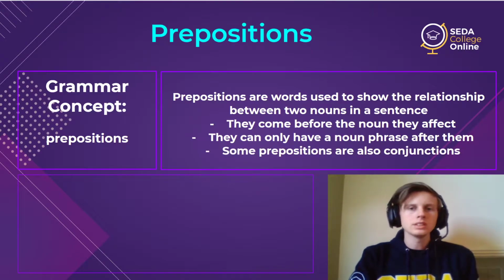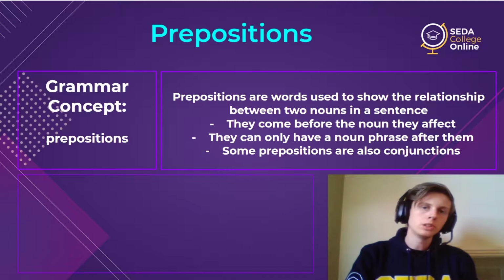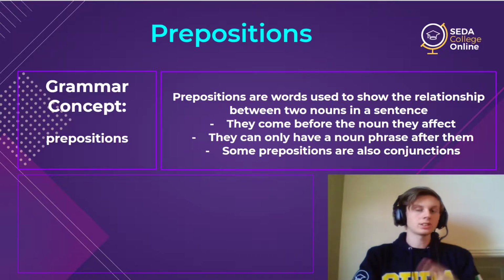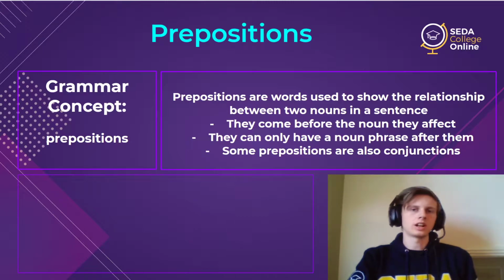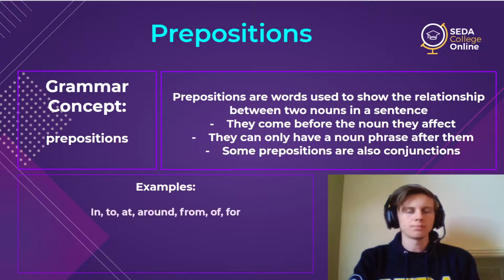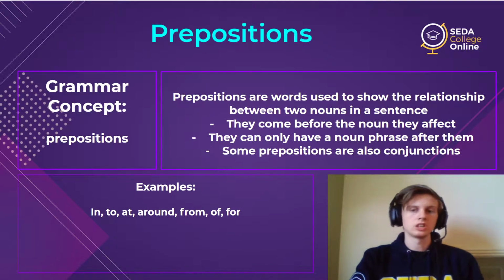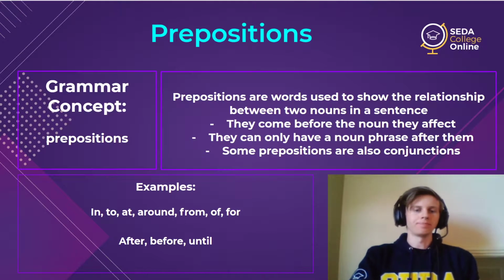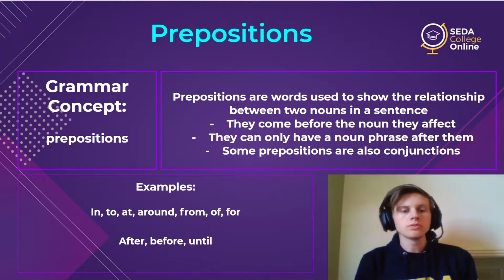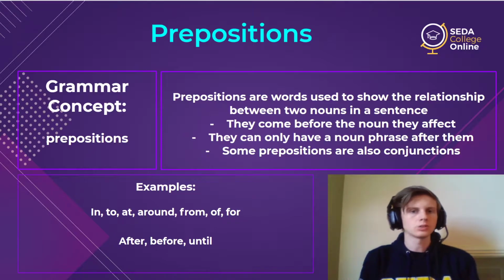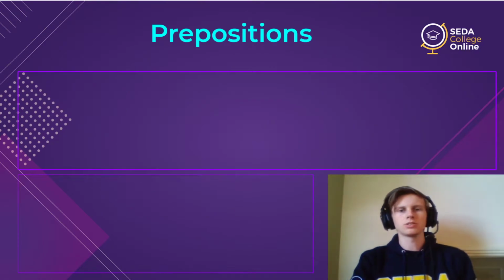And importantly, some prepositions can also be used as conjunctions. And so that's why we're talking about this here, to show you what's the difference and how you can tell. So an example of just normal common prepositions. You know these words: in, to, at, around, from, of, for. And then here are some ones that are both conjunctions and prepositions: after, before, and until. So we're going to talk about two of those today, after and until. So that's why we're going through this. So how can you identify the difference?